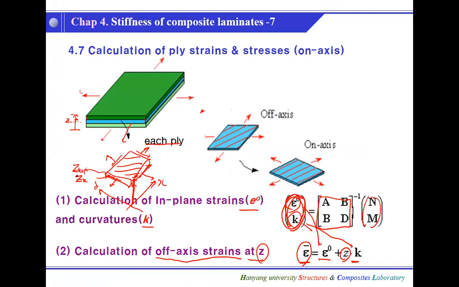So at the top and bottom, we have to say this is ZK and ZK plus one, so this is epsilon K at ZK, and also epsilon K plus one equals epsilon zero plus ZK plus one times kappa, okay? Again, this is the same one. So this is the on-axis strain.